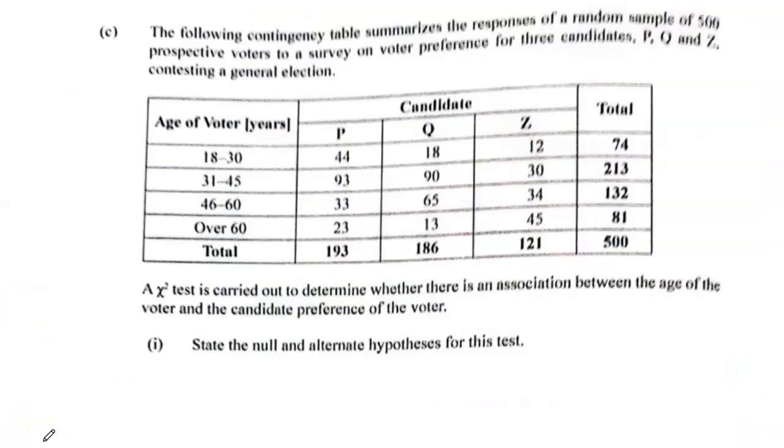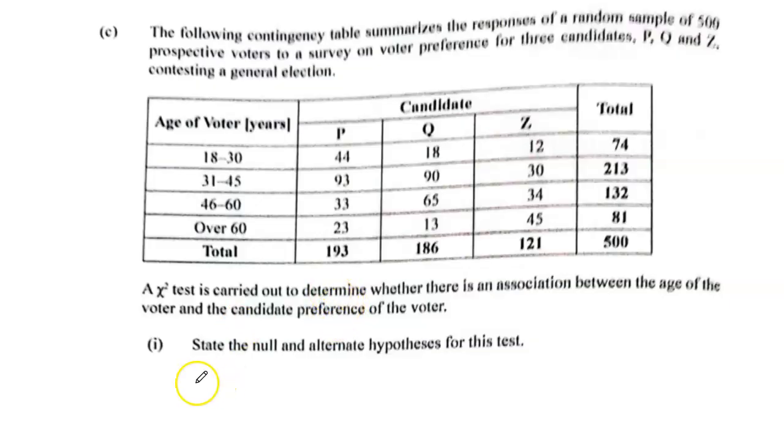The following contingency table summarizes the responses of a random sample of 500 prospective voters to a survey on voter preference for 3 candidates, P, Q, and Z, contesting a general election. A chi-square test is carried out to determine whether there is an association between the age of the voter and the candidate preference of the voter. State the null and alternate for this test.